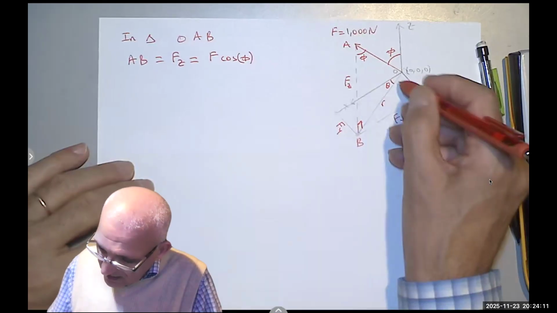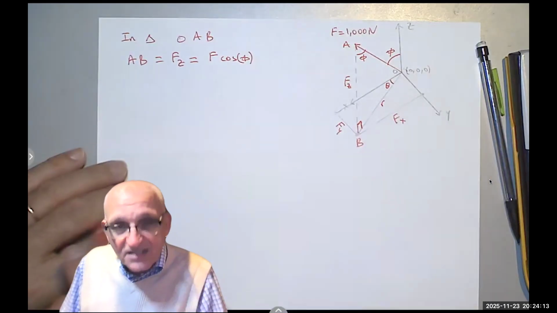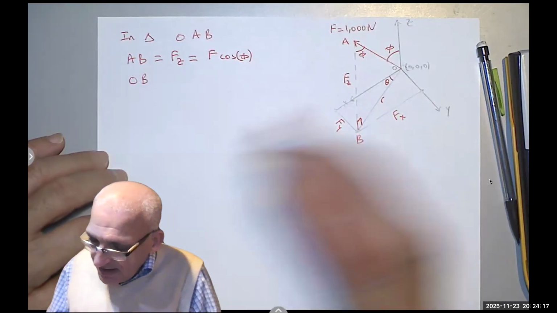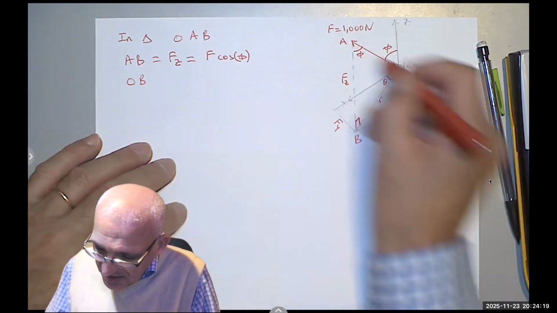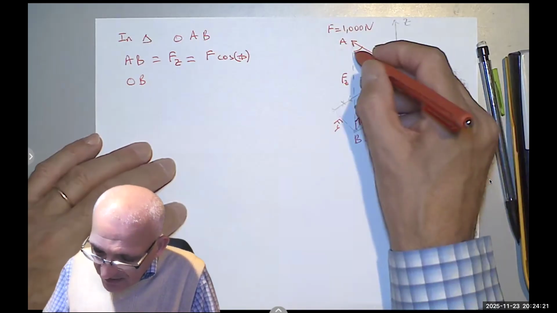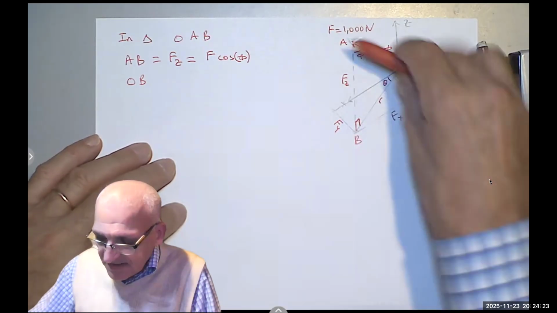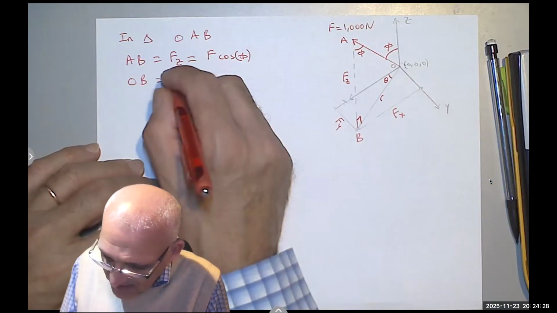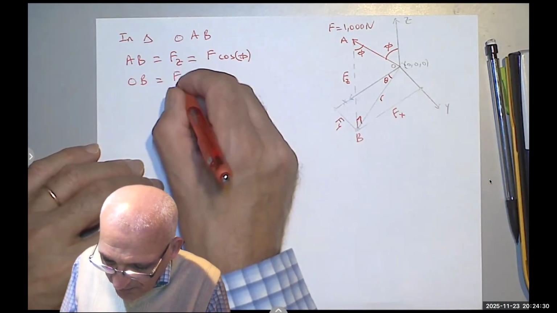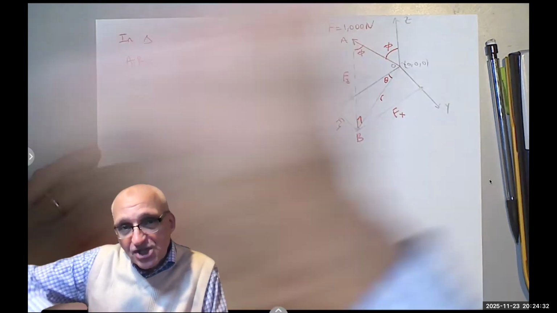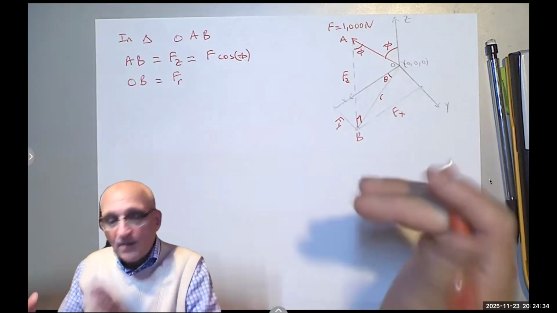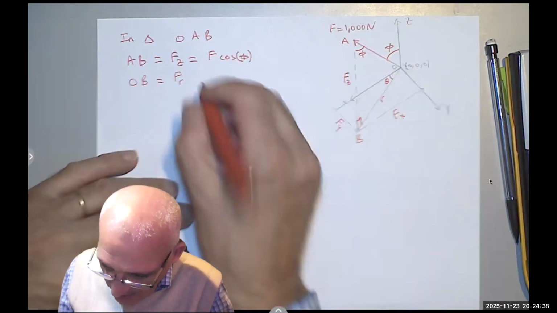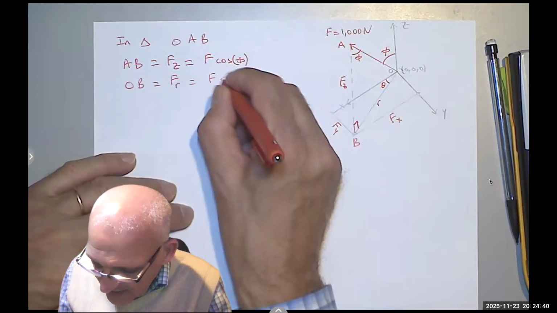Now, OB is the projection, right? So OB here is the force times the sine of this angle, because it's the opposite to the angle, right? So this is F sub R. This is the projection. Now I move the problem from being in 3D to make it a 2D problem. And that would be F sine phi.